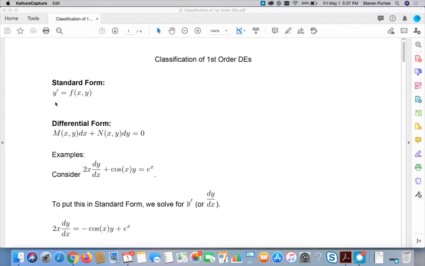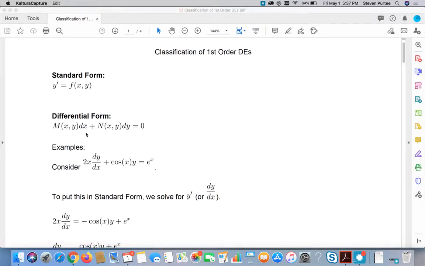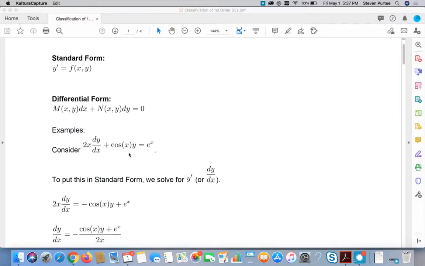Or we can write our DE in what we call differential form, where we have some function times dx plus some other function, possibly of x and y, times dy equals 0. So differentials are not actually algebraic quantities. We say M times dx. This is not really an algebraic quantity. We can't really multiply by it. It's an infinitesimally small object. But it turns out mathematically you can pretend they're algebraic quantities and treat them as such. And you'll see that as we go.